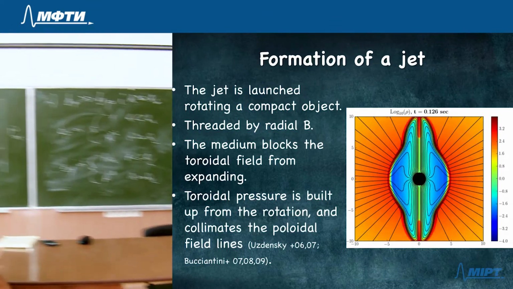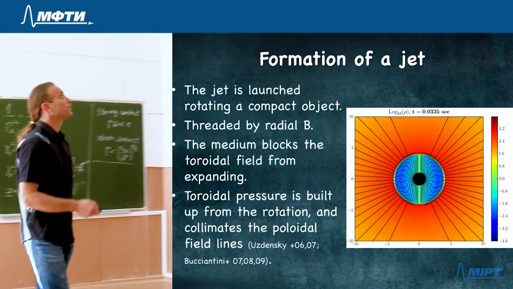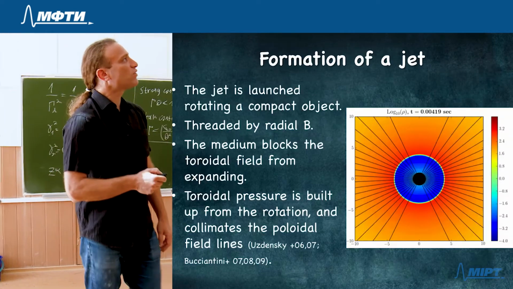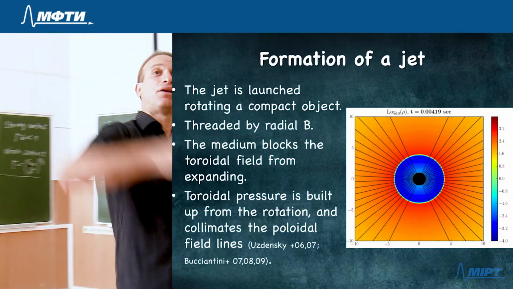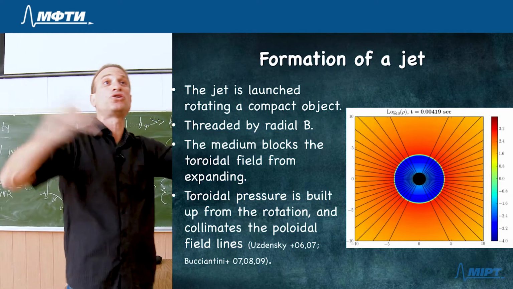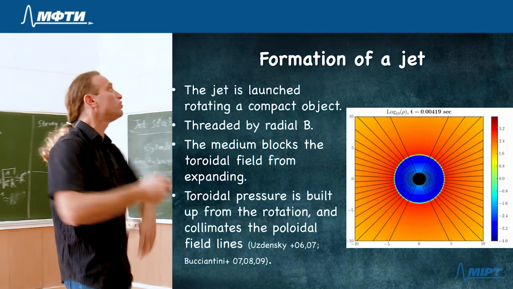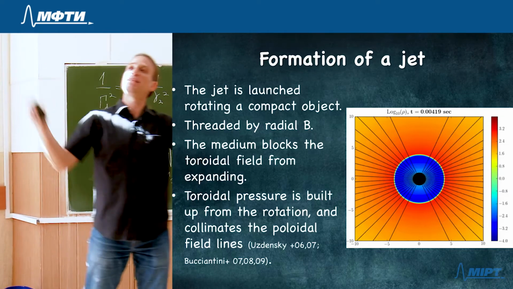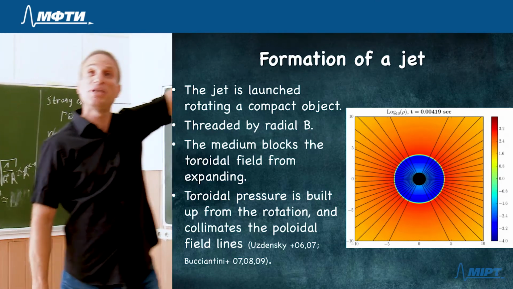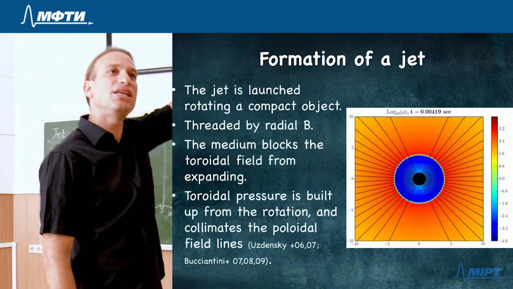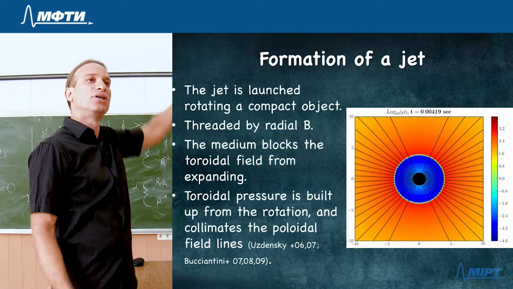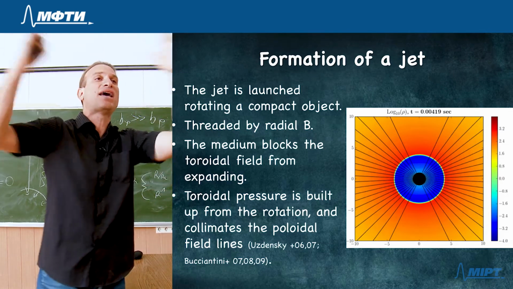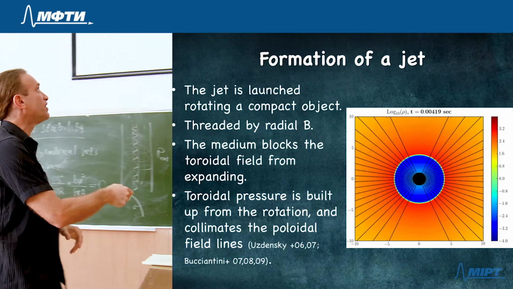So what is happening when I'm launching a jet into a medium? How does the jet form in the first place? Assume that we have some compact object and it's threaded by magnetic fields, and I want to produce the jets. I'm starting to spin it. I'm producing toroidal field. Toroidal field expands outward. However, unlike in the ideal case, it expands outward and it meets a medium. And when it meets a medium, it cannot expand anymore. So the central object continues to spin, continues to wind the magnetic field, but nothing can move outward because I have a dense medium around me.